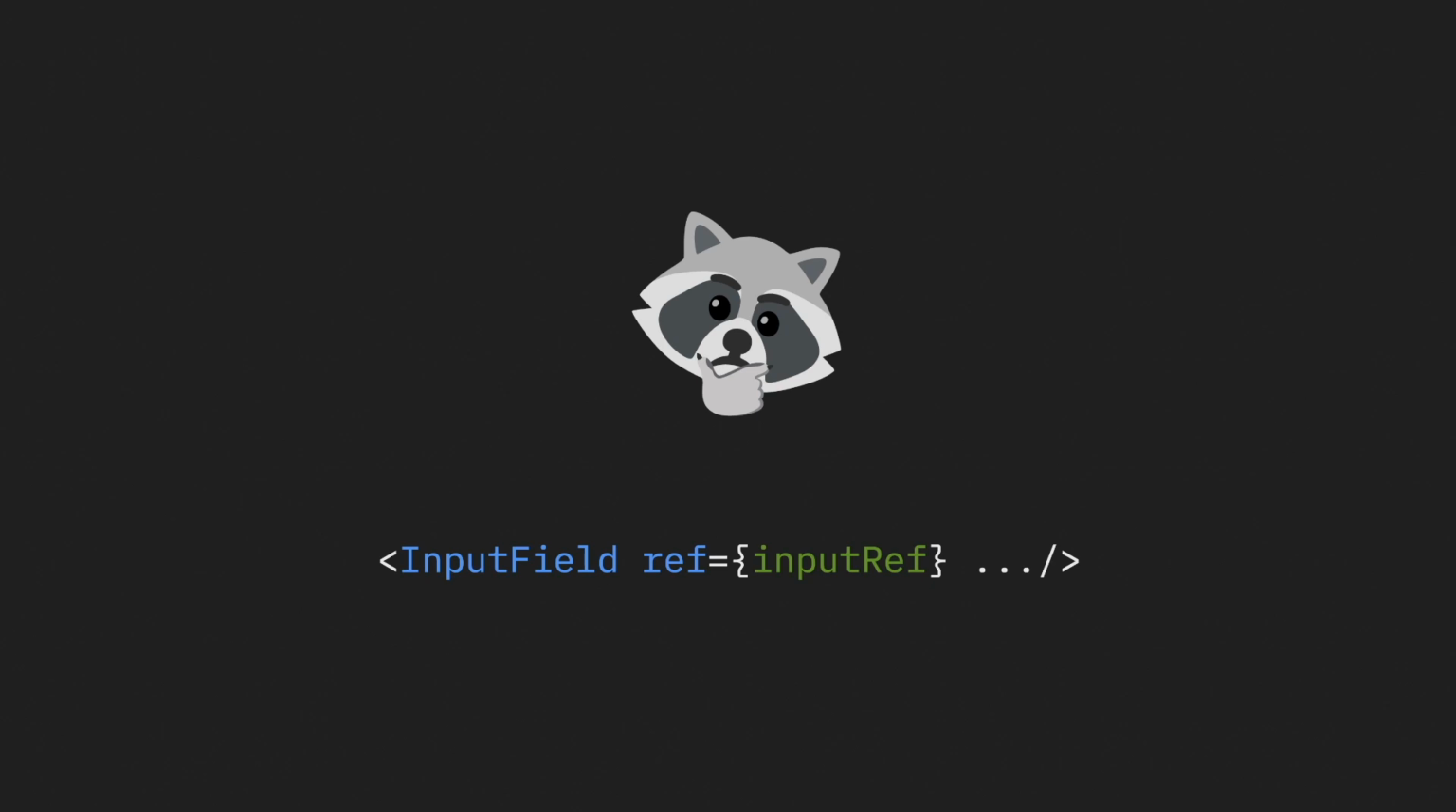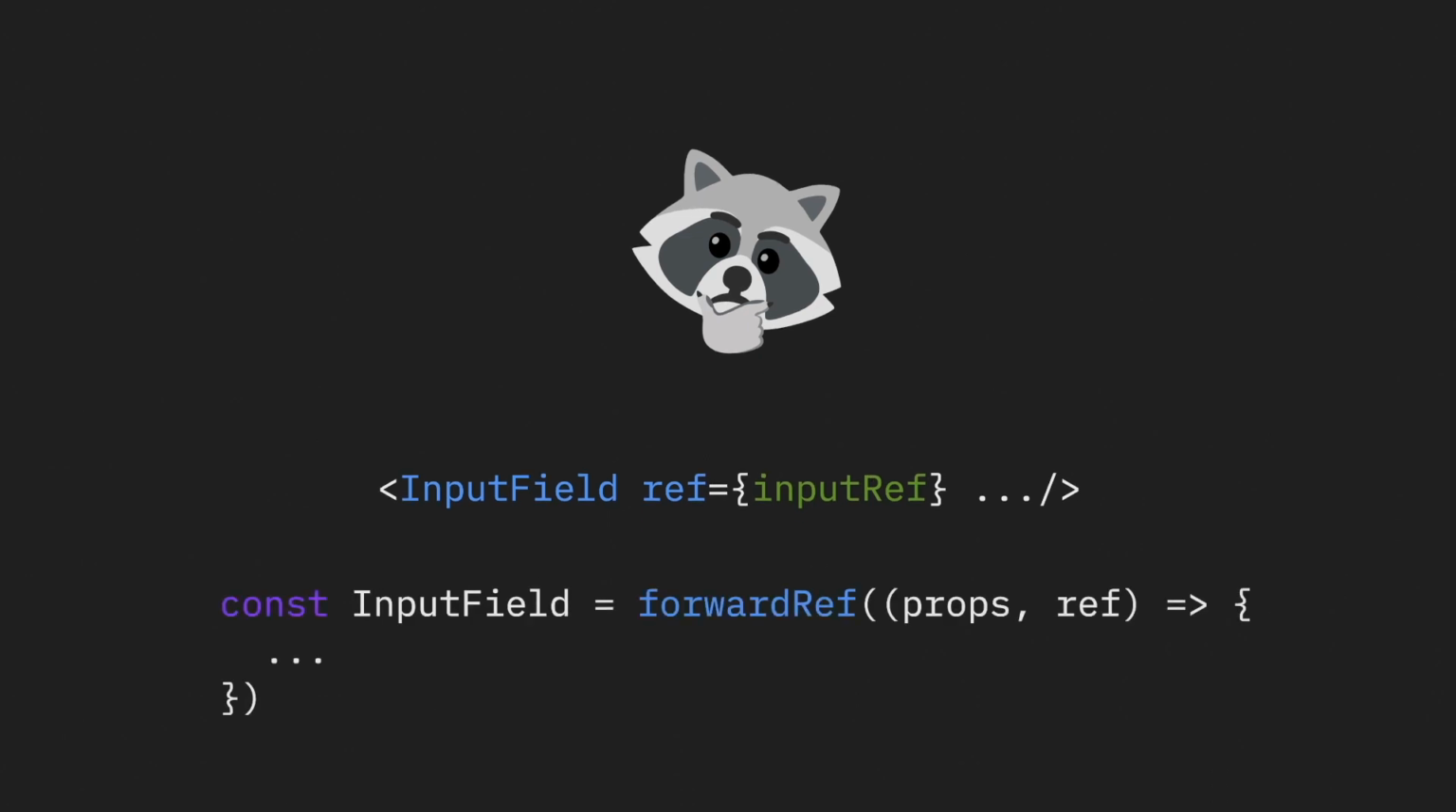So if we just do it like this, we will see a warning in the browser console and nothing will actually happen. There is, however, a way to make this syntax work for functional components as well. We just need to wrap them in the forwardRef function that React gives us. This function accepts a component as an argument and injects the ref as a second argument of the component, right after its props.